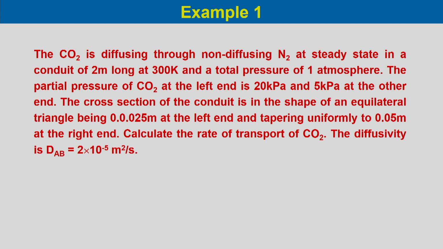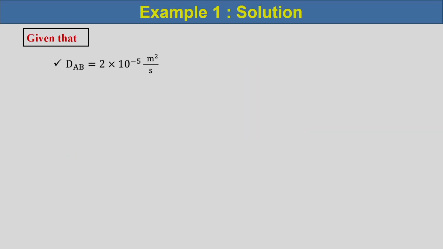being 0.025 meter at the left and tapering uniformly to 0.05 meter at the right end. Now, we need to calculate the rate of transport of carbon dioxide. The diffusivity is given, DAB equal to 2 into 10 to the power minus 5 meter square per second. So, the values which are given: diffusion coefficient which is equal to 2 into 10 to the power minus 5 meter square per second. R is known to us, 8314 meter cube Pascal per kilomole Kelvin.